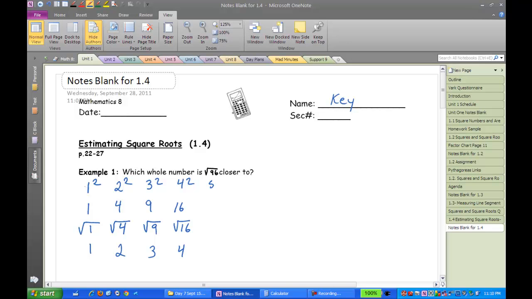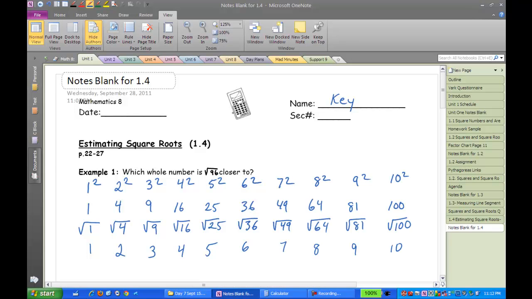And we can do this on and on. 5 squared is 25. Square root of 25 is 5. 6 squared is 36. Square root of 36 is 6. And just right now, just continue this pattern until we get up to 10. All right? I'm going to pause this, and you can do this on your own.